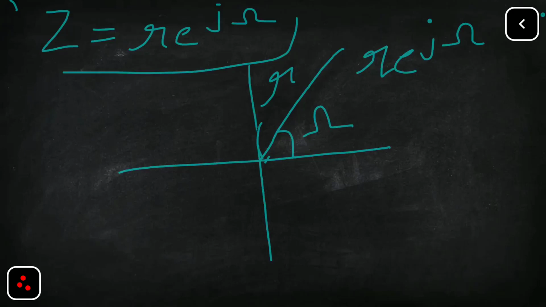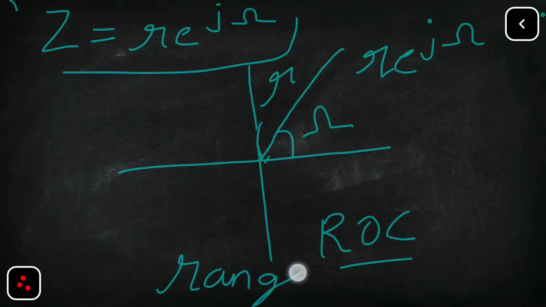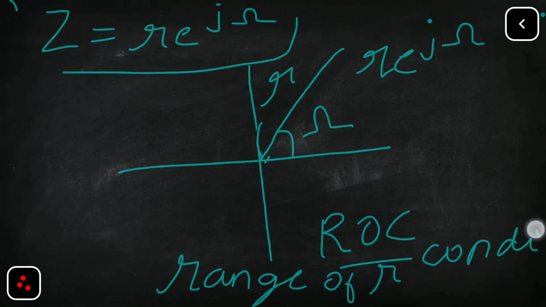And so here you can see that the range of r for which the condition is satisfied, that is what I call the region of convergence. So what is the region of convergence? That is the ROC. Your ROC is the range of r for which the condition is satisfied. So you can say that it is the region of convergence. So right, that is for this derivation.